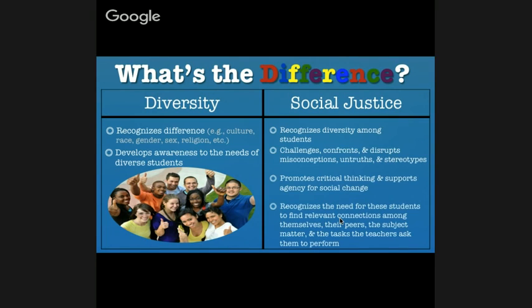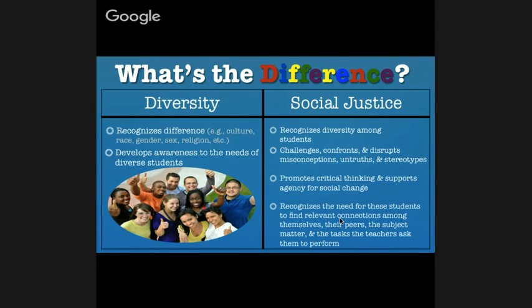Social justice, on the other hand, does all of these things that you see on the right. So it calls us to challenge, confront, and disrupt misconceptions, untruths, or stereotypes. It calls us to promote critical thinking and support agency for social change. And it calls us to recognize the needs for these students to find relevant connections among themselves, their peers, the subject matter, and the tasks the teacher has asked them to perform.